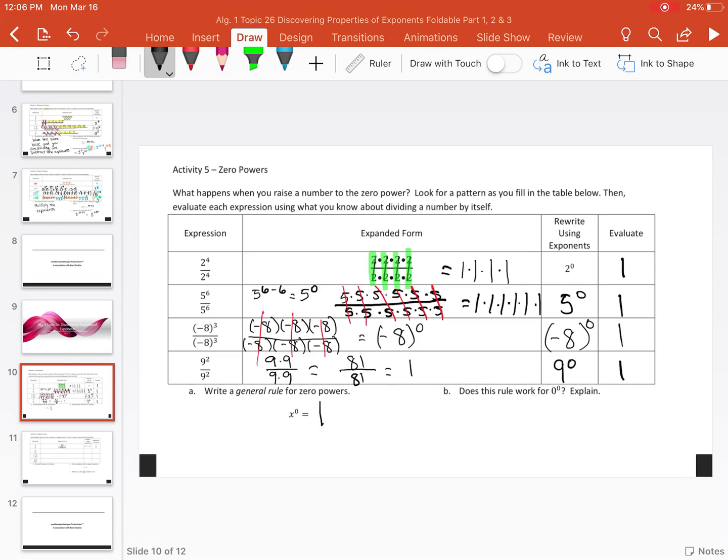But there's this special case here with 0 to the 0th power. Now this is a little bit tricky because you'd assume, oh, 0 is a number, so if we raise it to the 0th power, we should get 1, right? Actually, this is undefined, because we have conflicting patterns.